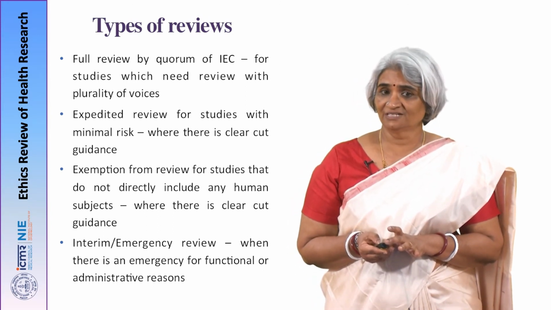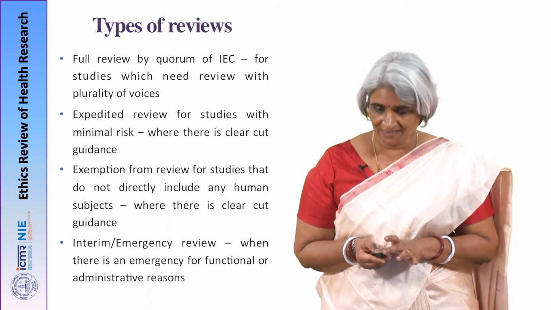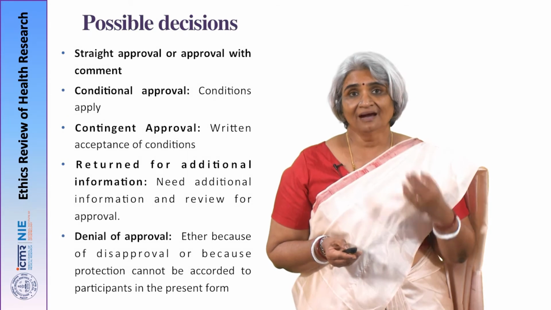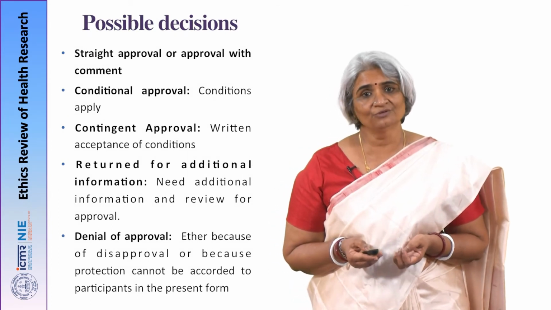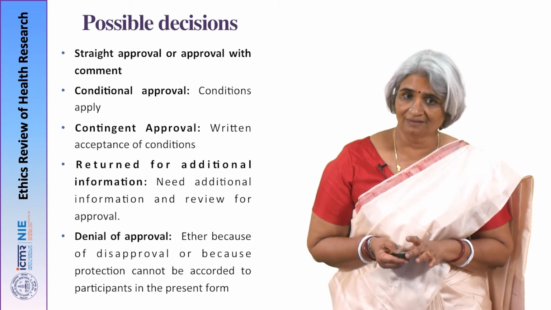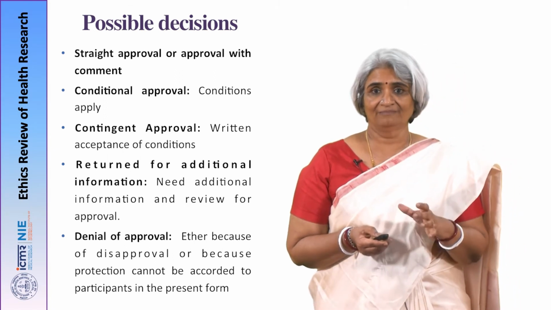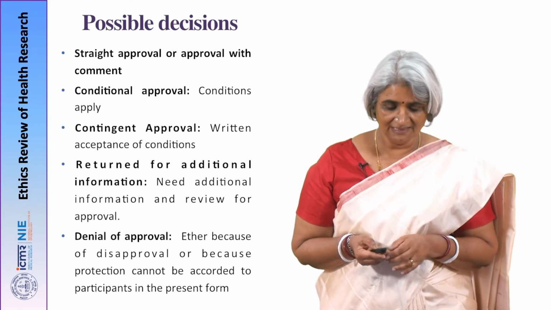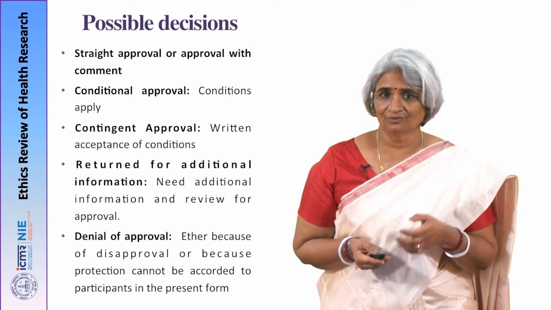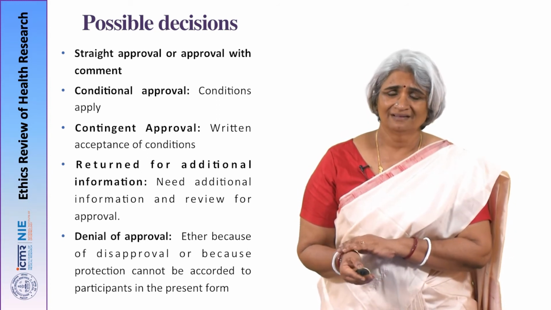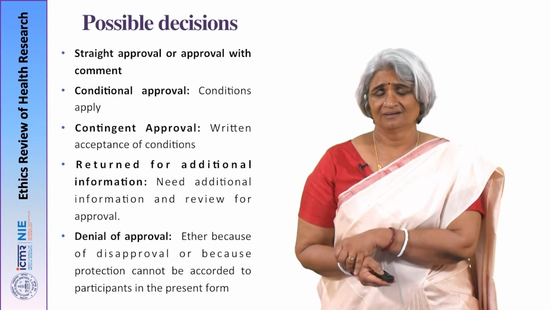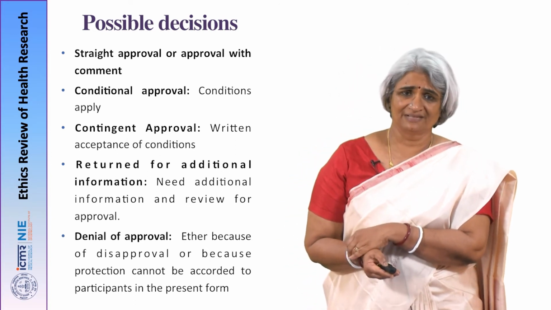So, when there is an emergency for functional or administrative reasons, interim or emergency reviews can be resorted to. The other important thing that the standard operating procedure needs to list are the decision making options that are available to any ethics committee. Now, the possible decisions it can take are straight approval, and I should honestly tell you, approval with a very minor comment.